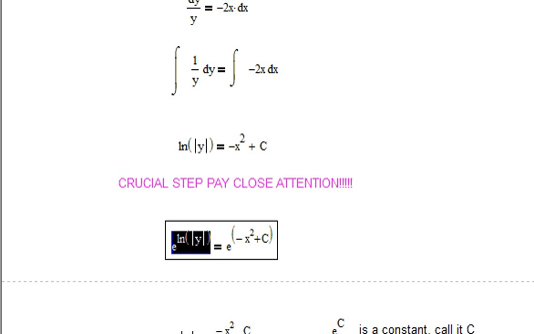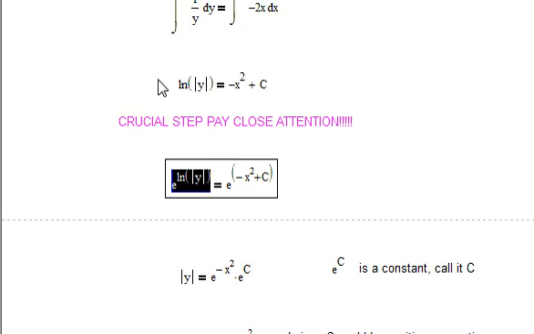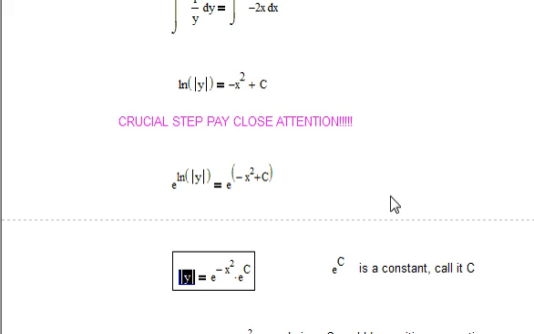Here is this crucial step I've been talking about. Of course, e to the ln of absolute value of y is just the absolute value of y. But e to the negative x squared plus c is e to the negative x squared times e to the c. Refresh your rules for exponents if you're struggling with that.